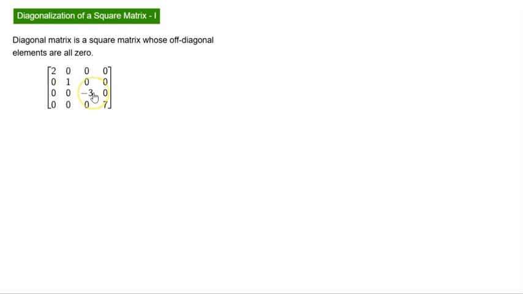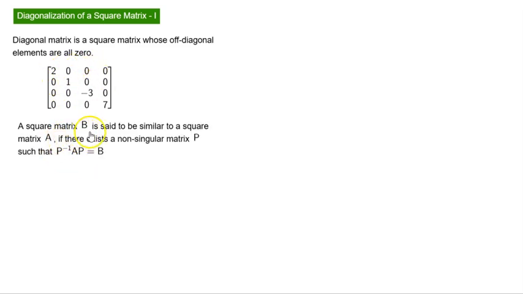Let us look at diagonalization of a square matrix. A diagonal matrix is a square matrix whose off-diagonal elements are all 0. So something like this. The principal diagonal positions have some numbers and the rest are all zeros.